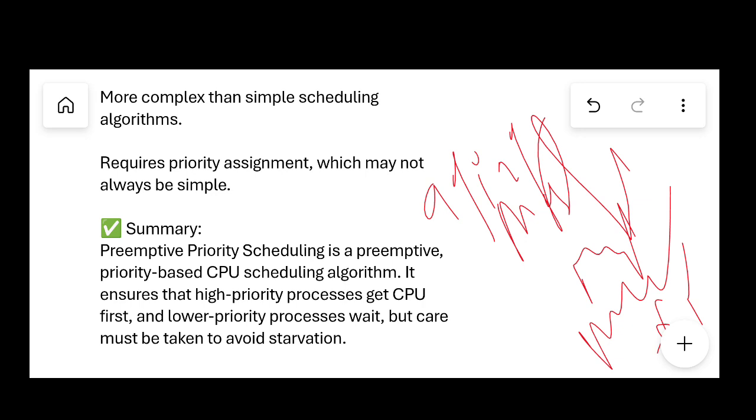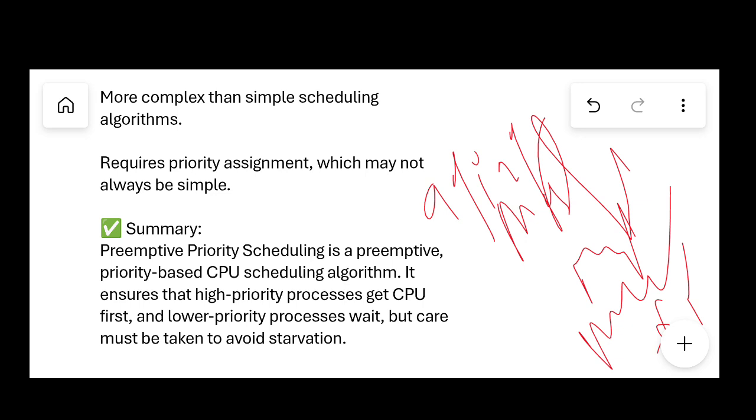And the disadvantages. The first one is starvation risk: low priority processes may wait too long without aging. The second one is complexity: managing priorities, preemption, and context switching is more complicated than simpler scheduling algorithms. And the third one is that it requires careful priority assignment. Deciding which processes are more important isn't always straightforward and can affect system performance.